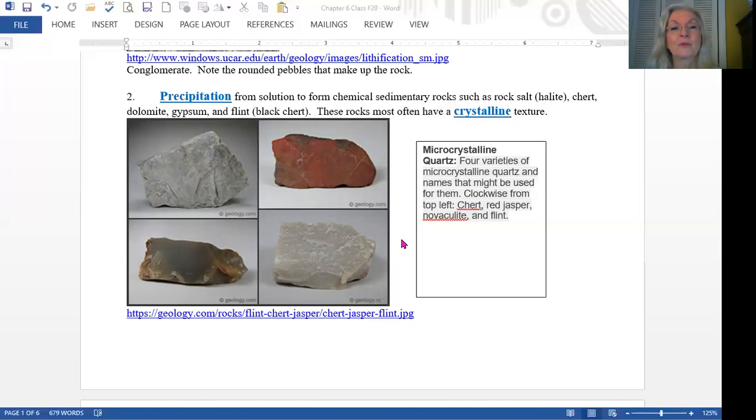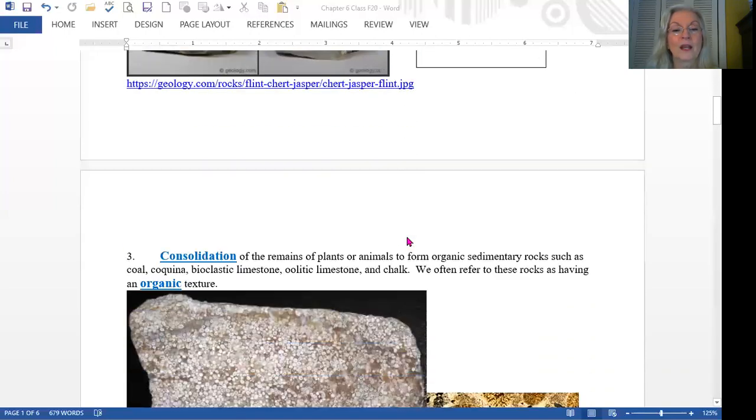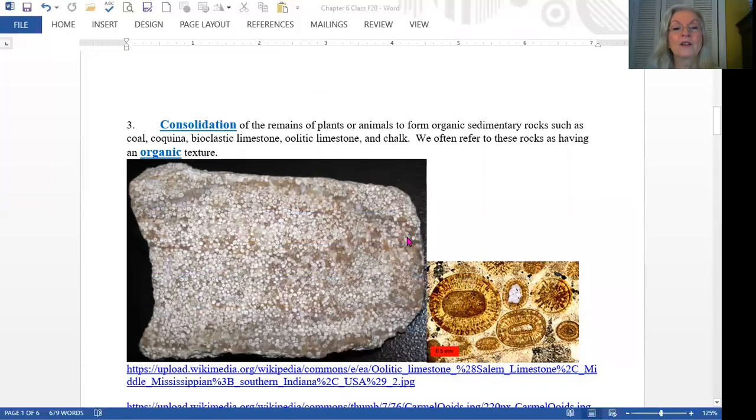So examples of rocks that are formed by precipitation. We will have some rock salt that I'll put out. We'll have samples of gypsum and dolomite as well. So hopefully when you come to lab, you'll be able to observe the rocks a little more closely and tell them apart.